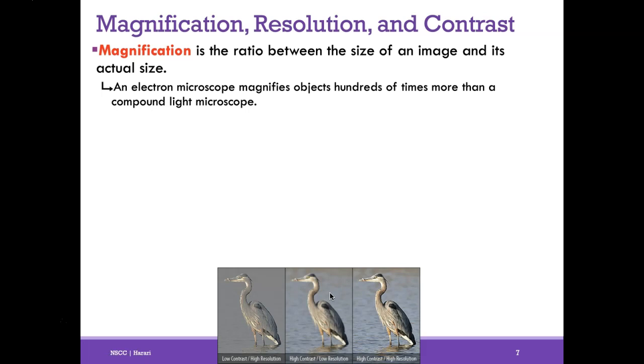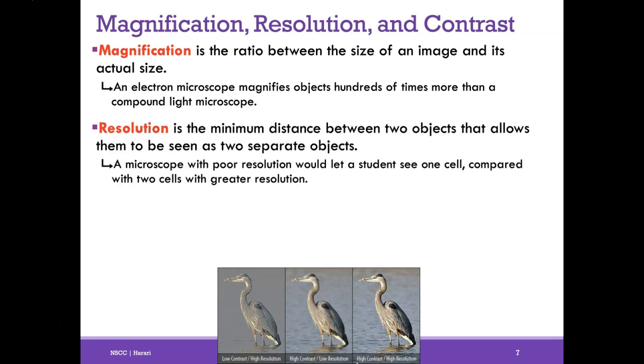There are a few terms I want you to be familiar with when it comes to microscopy. Magnification is the ratio between the size of an image and its actual size. So an electron microscope can magnify an object hundreds of times more than a compound light microscope can. A light microscope can magnify things easily 1,000 times. But an electron microscope can go hundreds of thousands of times.